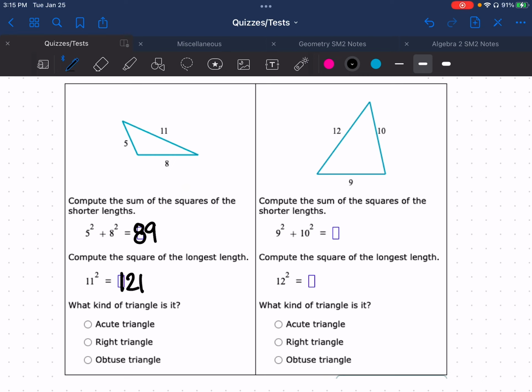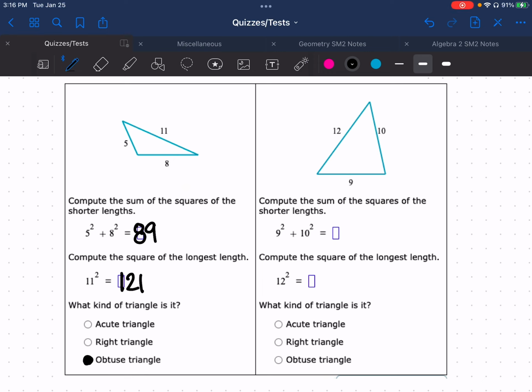Then you're just going to ask yourself which one is bigger. If the top one is bigger, if this number is bigger, the triangle is acute. If this number is bigger, the triangle is obtuse. And if they are equal, then the triangle is right. So as I can see right here, this number is bigger, so this is an obtuse triangle.